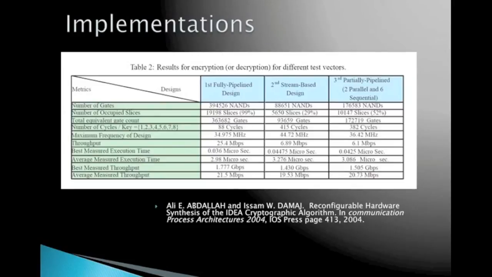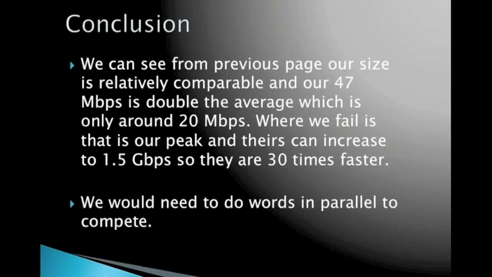Our research led us to a comparison of different processors running the IDEA algorithm. We will use this as the basis for our comparison. As you can see, our size is relatively the same, but our megabits per second is double the average. But if we actually take into account the peak, then they definitely win. So in order to actually compete with them, we would need to implement the superscalar or the multiple cores and be doing more than one word in parallel.